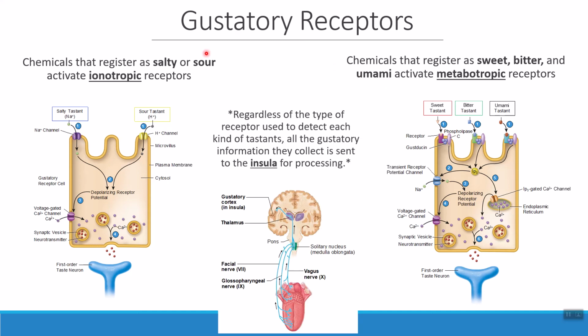Regardless of the type of receptor that we've activated though, all of this sensory information is going to be sent to the insula, that inner lobe in the brain. The insula is where I process all of these sensations, where I can figure out what it is that I'm tasting to get a good idea of how something tastes, whether or not I like it. On that note, we've finished 2 special senses: olfaction, the sense of smell, and gustation, the sense of taste.